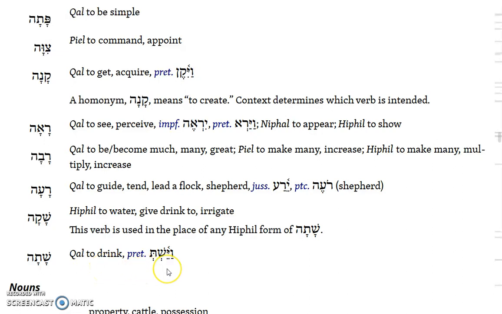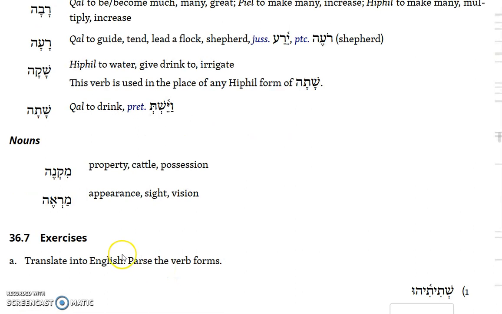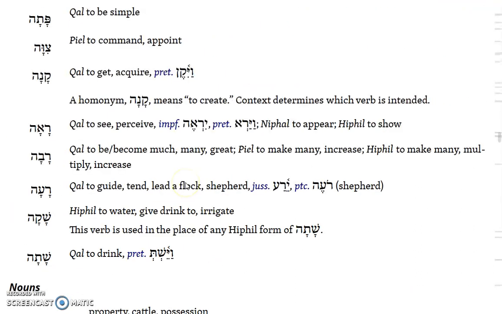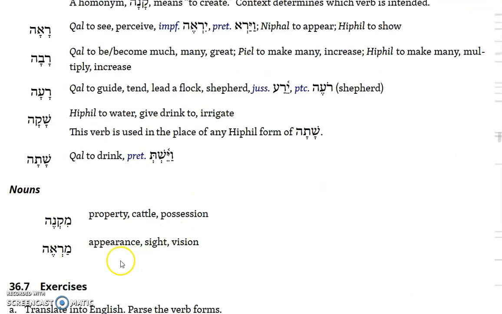And again, he gives you the vav consecutive form with a preterite. Nouns: mikneh is property, cattle, or possession, related to the verb kana, to get or acquire. And so the mem was something acquired. And then mar'eh is an appearance, related to ra'ah, to see. And so it is something that is seen, that is an appearance, a sight, even a vision.